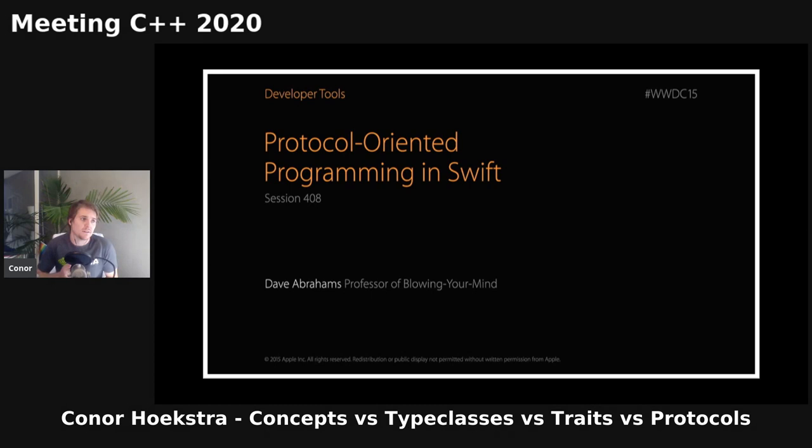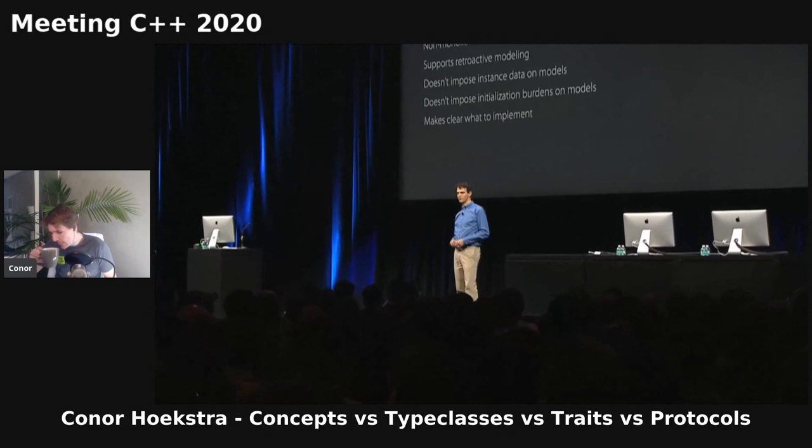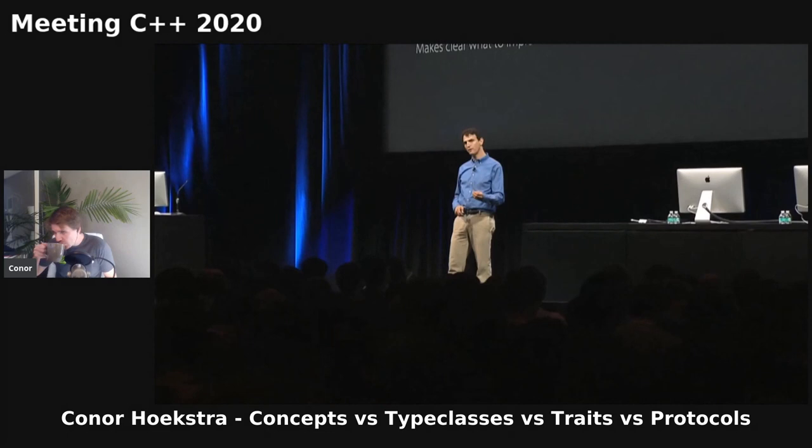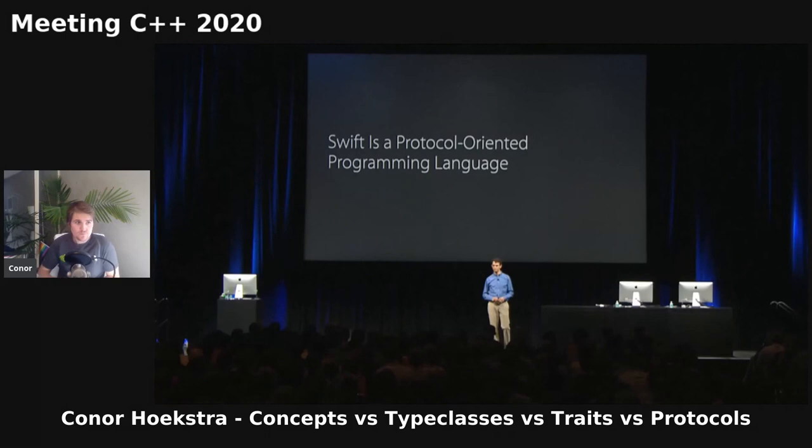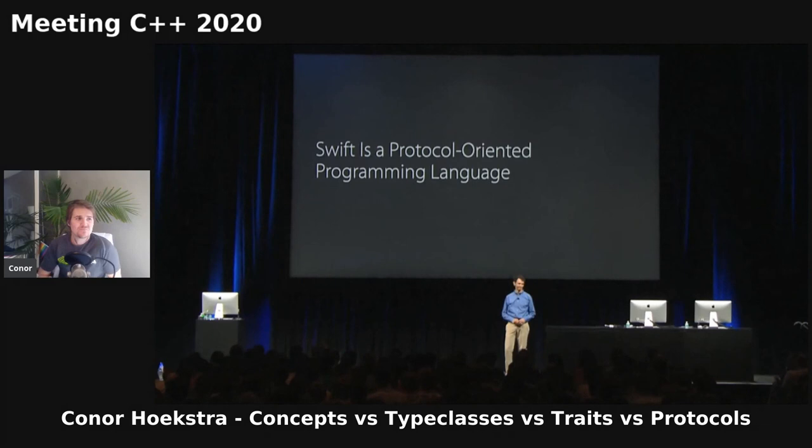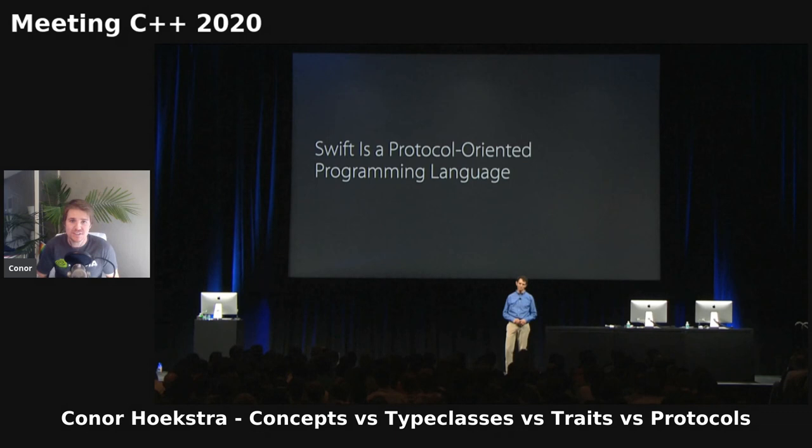Of course, I'm talking about protocols. Protocols have all these advantages. And that's why when we made Swift, we made the first protocol-oriented programming language.